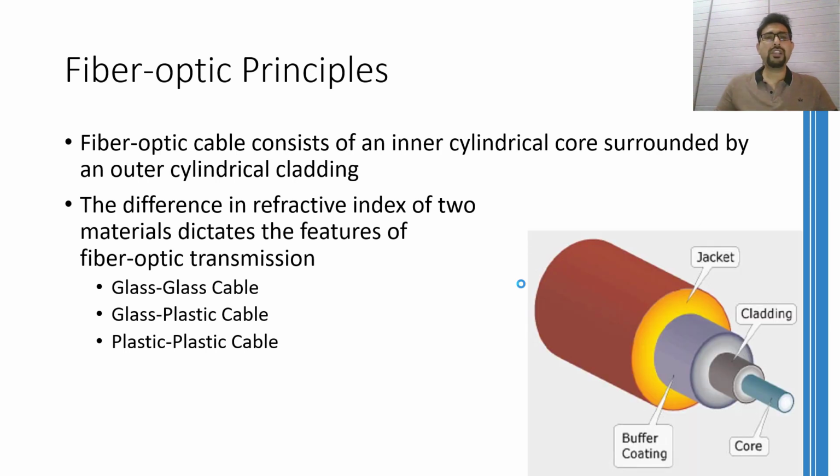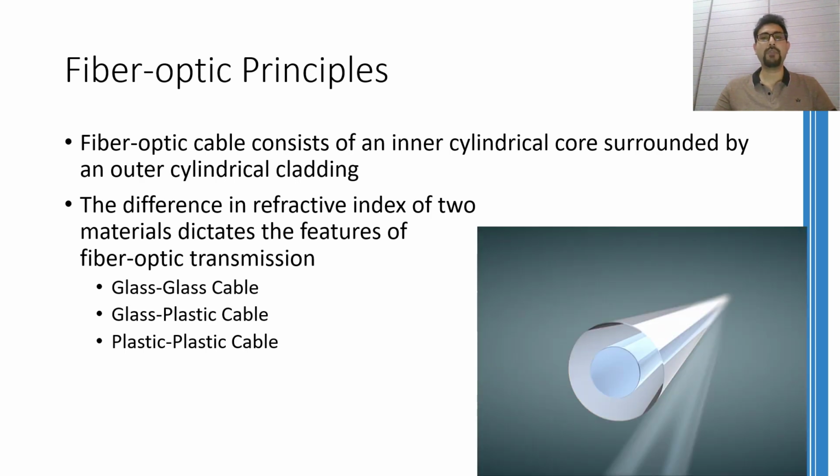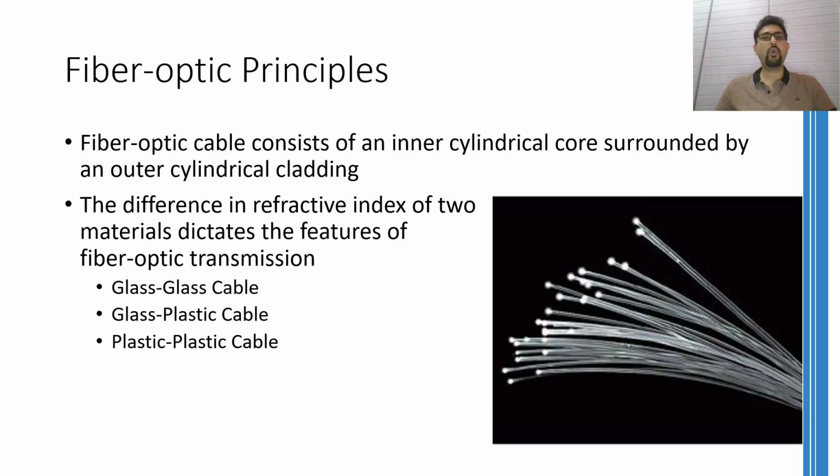LED. Mostly there are three different types of fiber optic cables, and the type is dependent on the material that is used to make the core and the cladding. In one type, both the core and the cladding are made out of glass, whereas in another, the core is made out of glass whereas the cladding is made out of plastic. And in the last one, both the core and cladding are made of plastic.